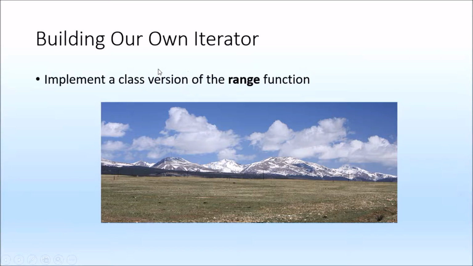But to really get an understanding of how this all works, we really need to do some programming on this. So what I'm going to do is implement a class version of the range function. Remember, the range function is also an iterable object, and it basically goes from a start value to an end value by increments of 1. And that's all we're going to do for this range function. The actual Python range function also has a step, but I'm not going to worry about the details of that.